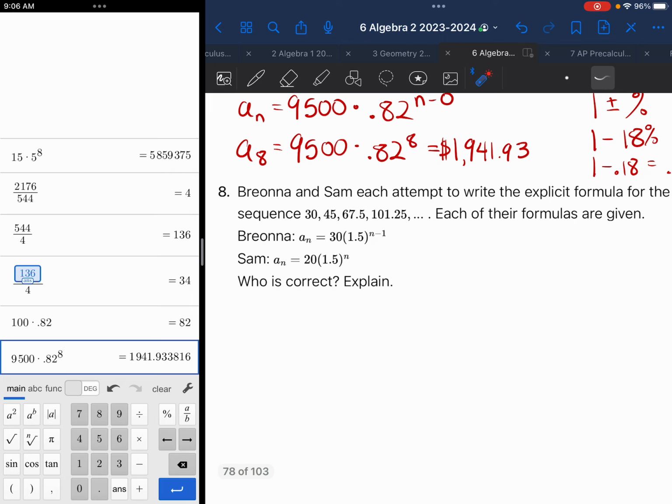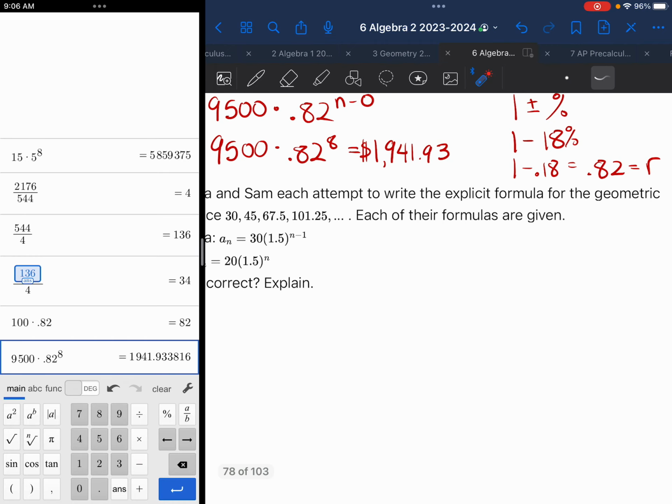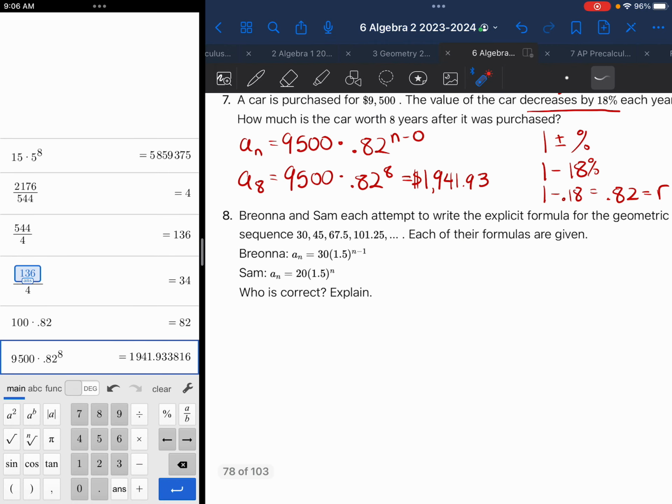All right, we've got Brianna and Sam, and they're attempting to write an explicit formula. Okay, good job. They're doing some math. And here's their sequence: 30, 45, what? 30 to 45. Like, I'm like 30 to 60 makes sense. What is 30 to 45? Weird. And it keeps going like that.